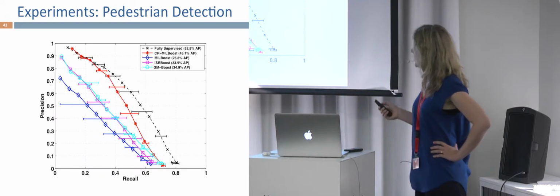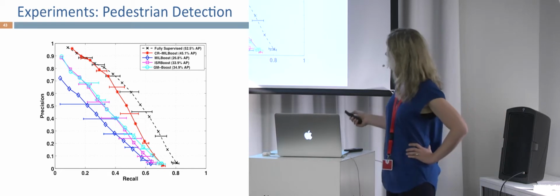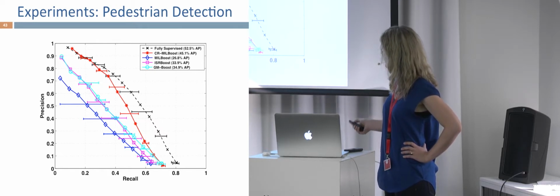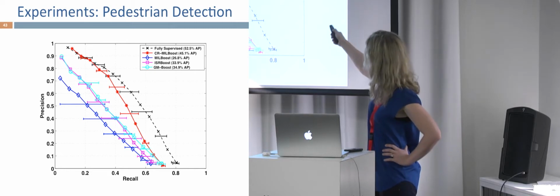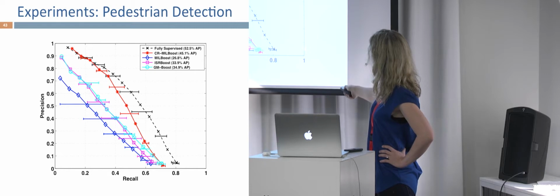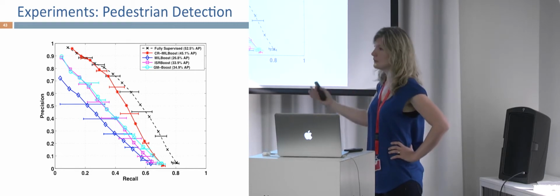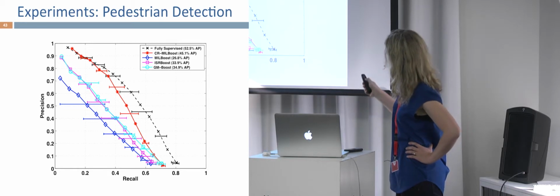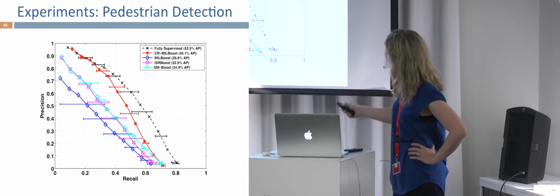The way we evaluate detectors is typically by computing precision. Here precision is on the y-axis, going from 0 to 1, versus recall on the x-axis. Ideally we want to be up here, so we want a curve like this, which gives us maximum precision for all levels of recall. This is the ideal. As you can see, we don't quite get there.